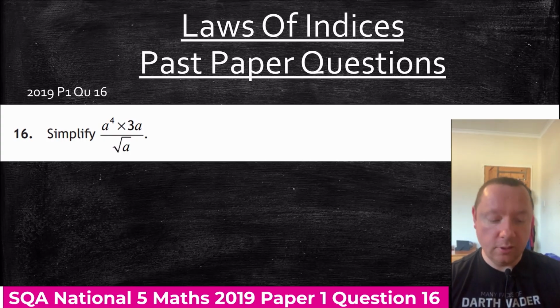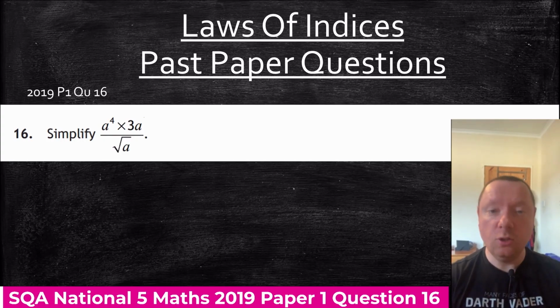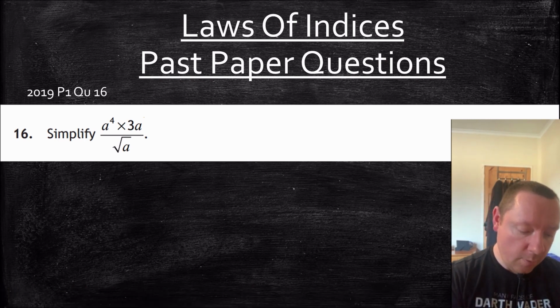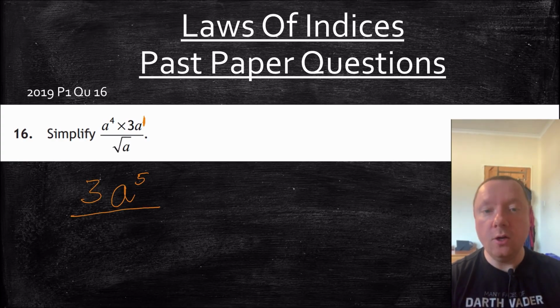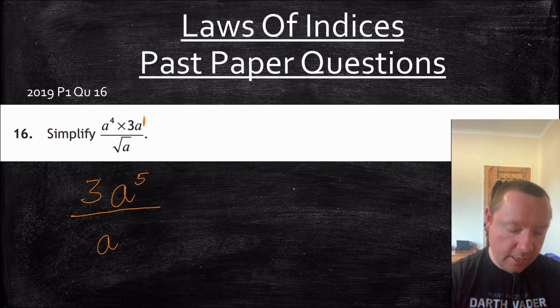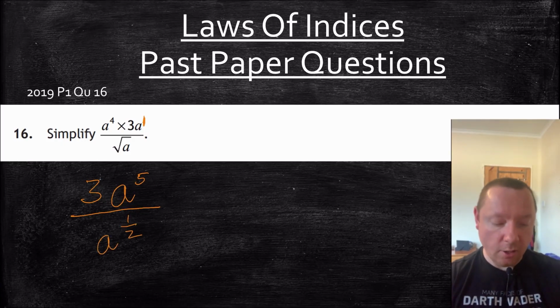2019, paper 1, question 16. a to the power of 4 times 3a over root a. So we'll do this in stages. Let's do the top first. I'll put a little 1 on that so it's obvious. a to the 4 times a to the 1 is a to the 5, and I've still got the 3 hanging around. And then the square root of a, you need to change to a to the half, so you can do your rules. Now you've got the division rule, which means you take away the powers.